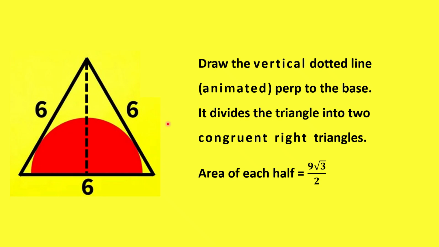The total area was 9 root 3. So each half would be 9 root 3 by 2. So the area of each right angle triangle would be 9 root 3 by 2.